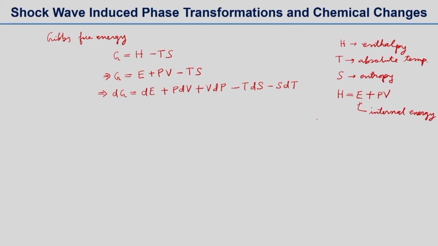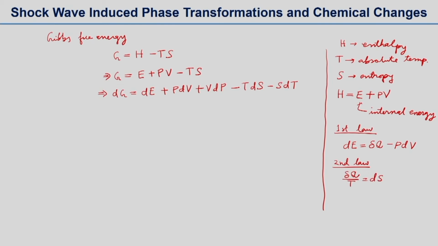We will now use the first law and second law of thermodynamics. The first law can be written as the differential of internal energy related to heat and work done, P dV, and the second law can be written as dQ by T equal to dS, the entropy. If you combine these two expressions, we get dE is equal to TdS minus PdV. If you rearrange it on one side, that gives PdV plus dE minus TdS is equal to 0.